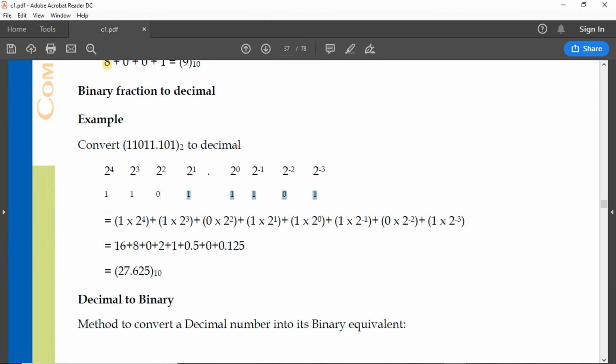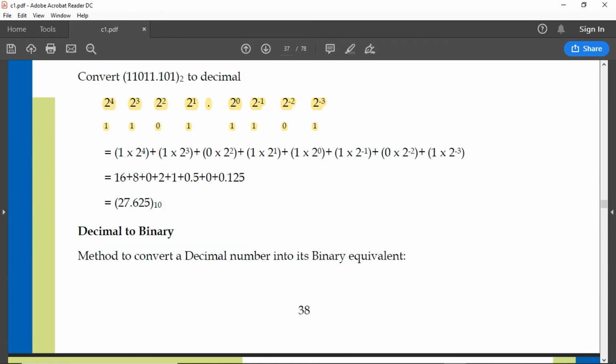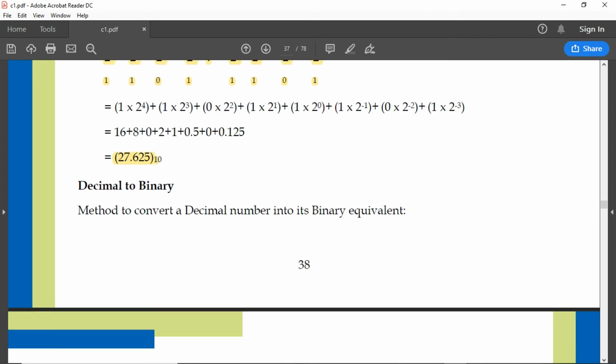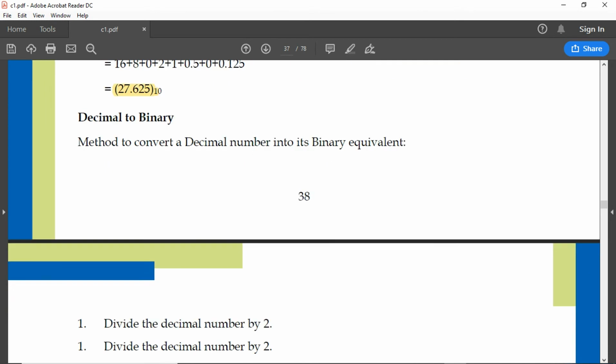11011.101 equals 1 × 2^4 plus 1 × 2^3 plus 0 × 2^2 plus 1 × 2^1 plus 1 × 2^0 plus 1 × 2^-1 plus 0 × 2^-2 plus 1 × 2^-3. Equals 16 plus 8 plus 0 plus 2 plus 1 plus 0.5 plus 0 plus 0.125. Equals 27.625 base 10. Decimal to binary.